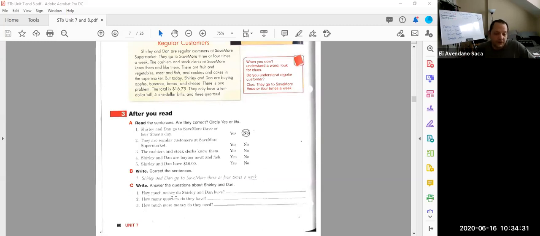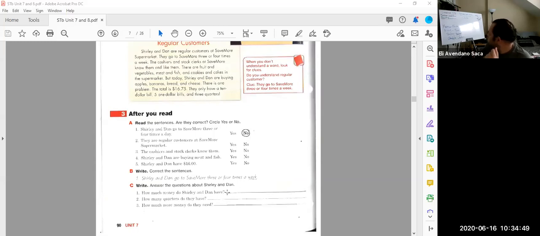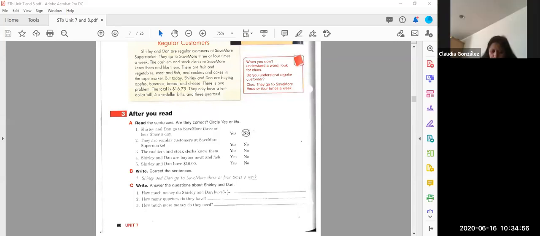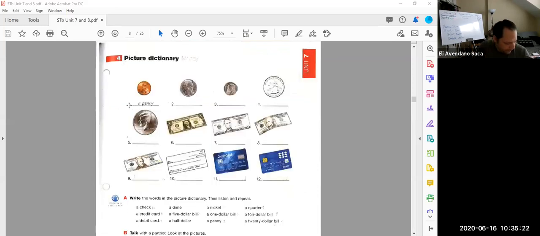All right, so we already answered how much money do Shirley and Don have? $15.75, okay. How many quarters do they have? They have three quarters. So, how much money do they need? They need $1, okay. So, you can say how much money do they need? Or I can ask you, how much short are they? Okay? Both ways. Very good. Do you all understand? Yes? Yes. All right. Let's move to next page, please.